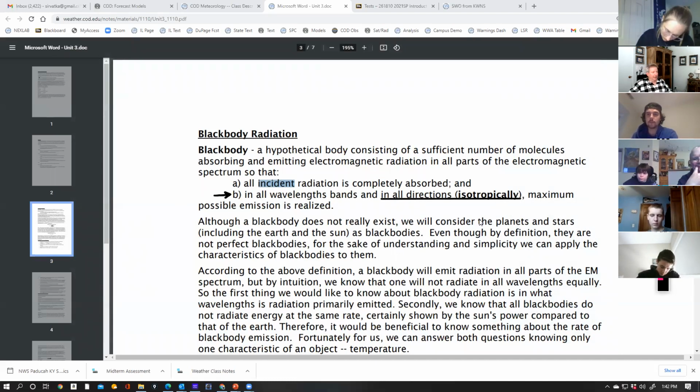Sam and Lena, we talked about this in terms of Doppler radar being an isotropic radiator, and then we have a dish that focuses it. And then the last 5 words of this are the ones you really need to put down: maximum possible emission is realized. You need to highlight that because this part of it is what we need to understand. What does that mean, maximum possible emission?